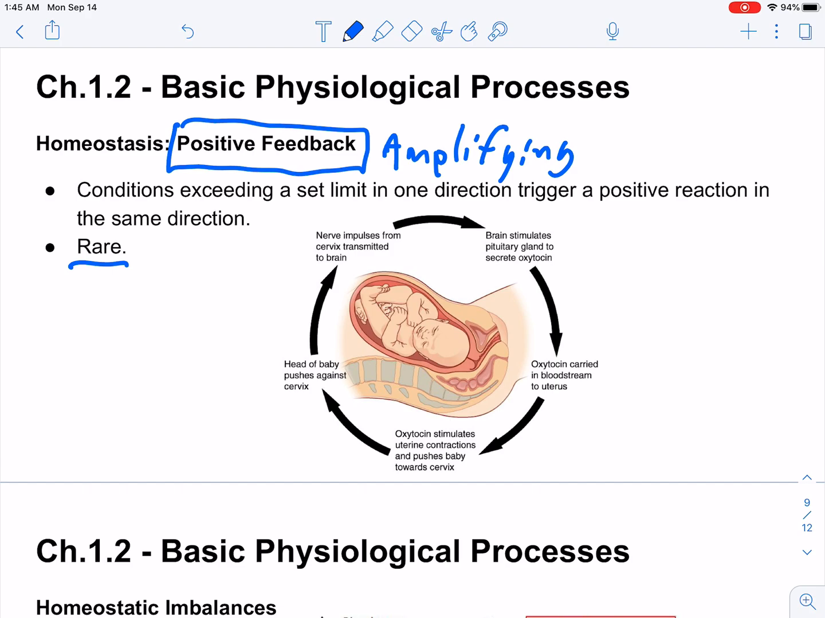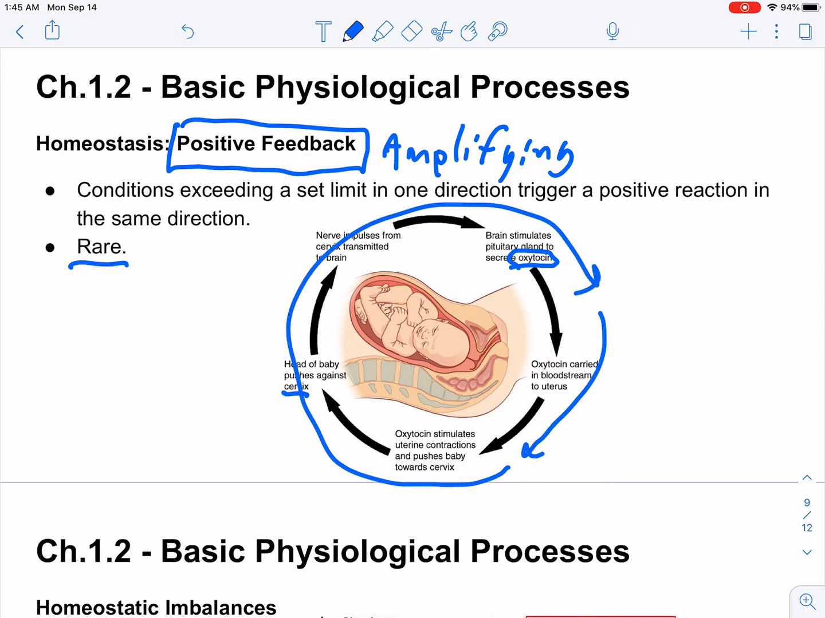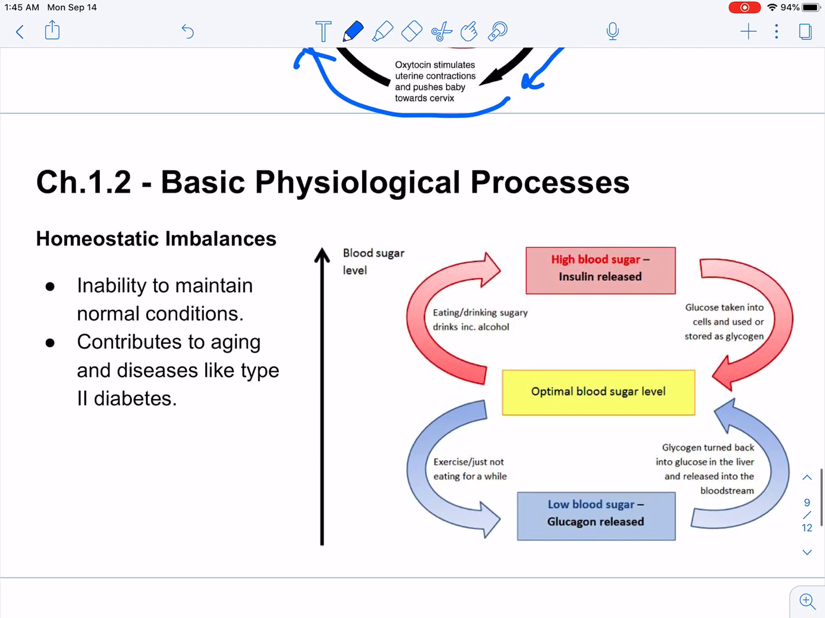The classic example is birth. When babies are ready to be born, as the baby's head pushes on the cervix, it generates nerve impulses, and the hormone oxytocin is released, which gets the pushing mechanism started. All those muscles start to push the baby through the birth canal. And that just constantly cycles around and around until the baby is born, because we want that signal to get stronger and stronger to get that baby out. That would be positive feedback.